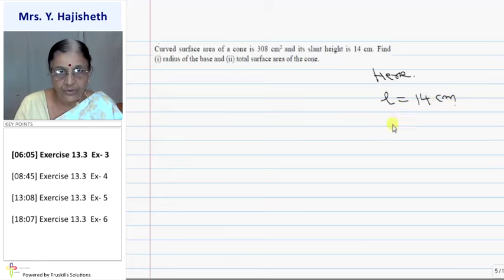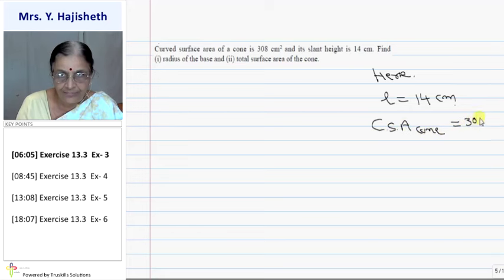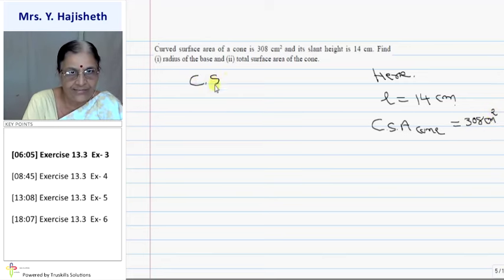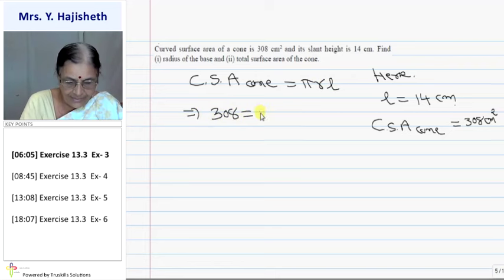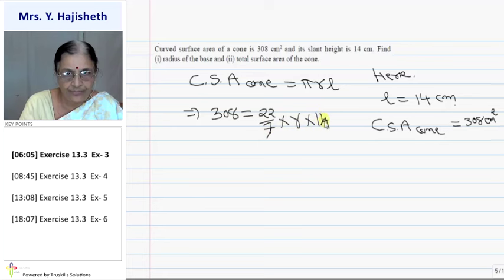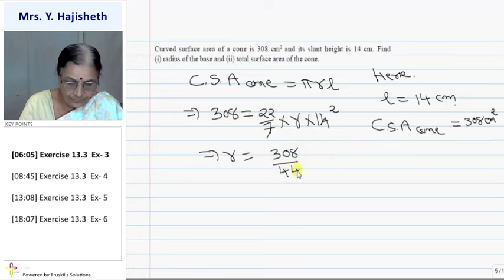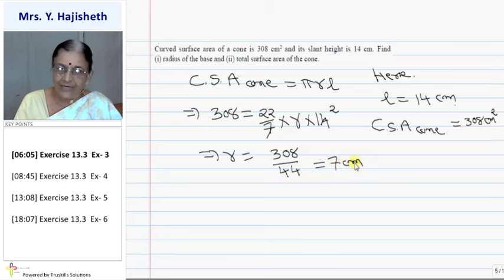And your curved surface area of cone is given as 308 centimeter square. By using the formula for curved surface area, CSA of cone, the formula is pi r l. But curved surface area is given as 308. Pi is taken as 22 by 7. r is not given. And l is taken as 14. So 7 twos are 14. So what is your r? r is 308 upon 44. So it is 7 centimeter.